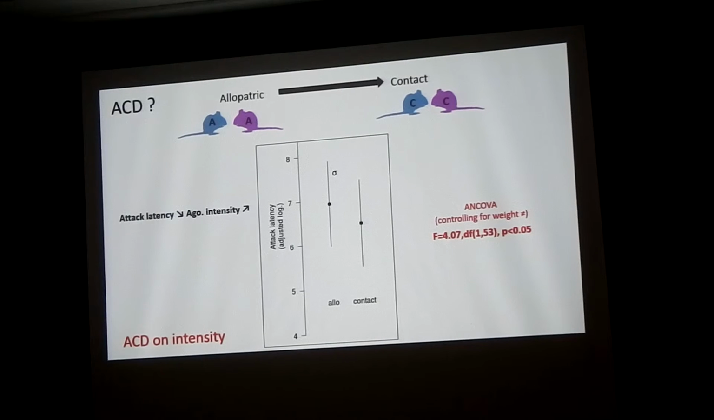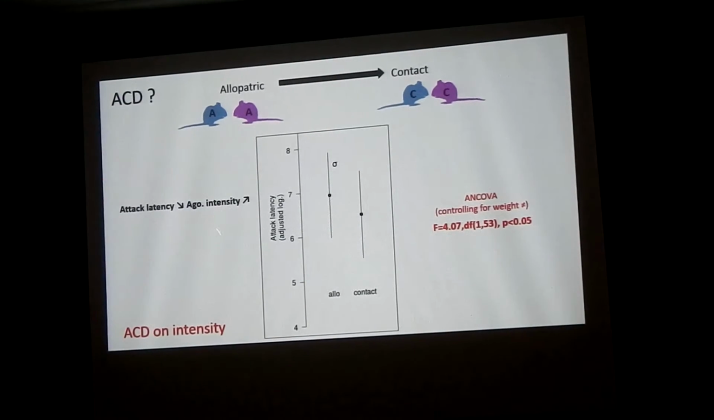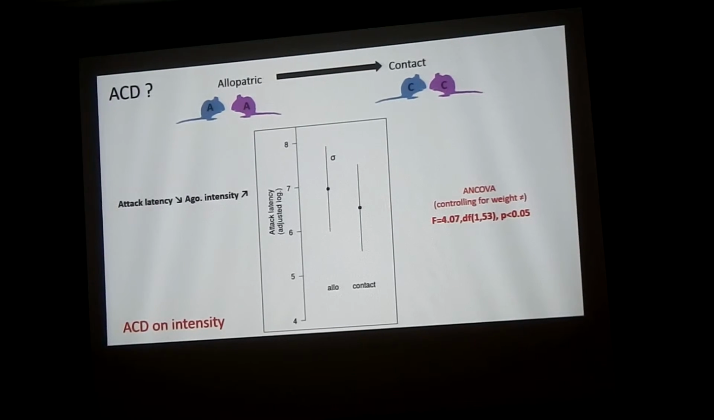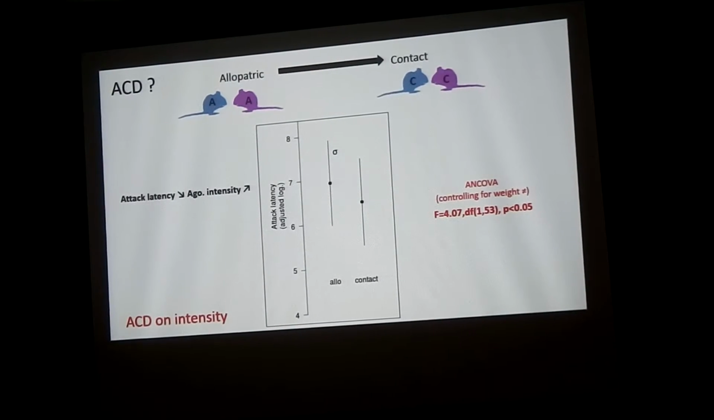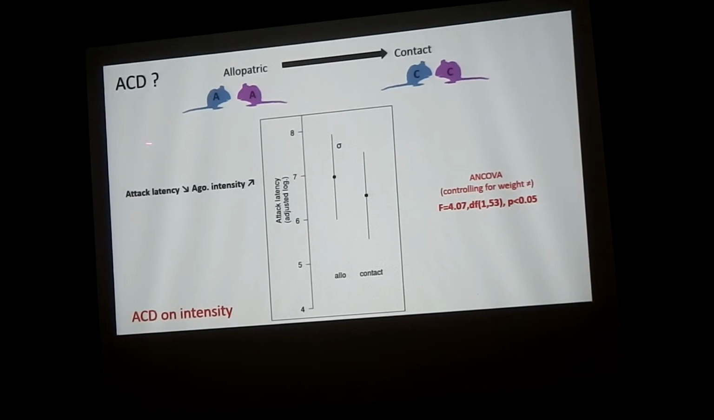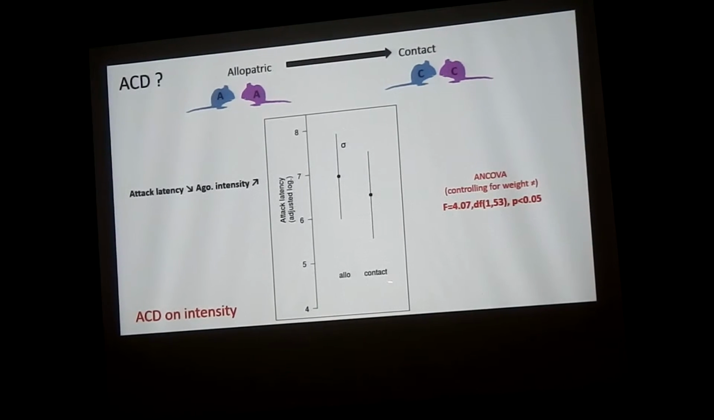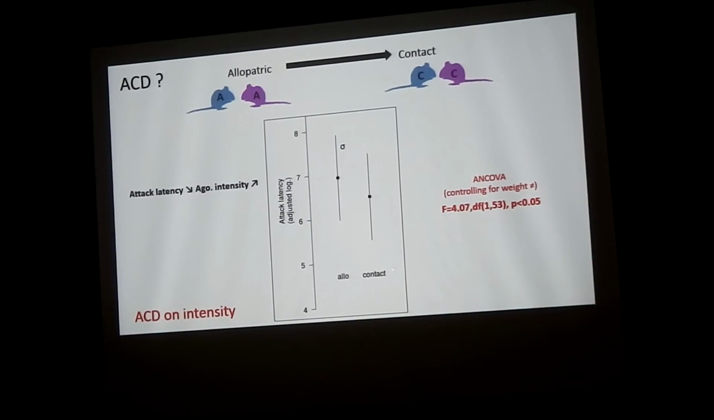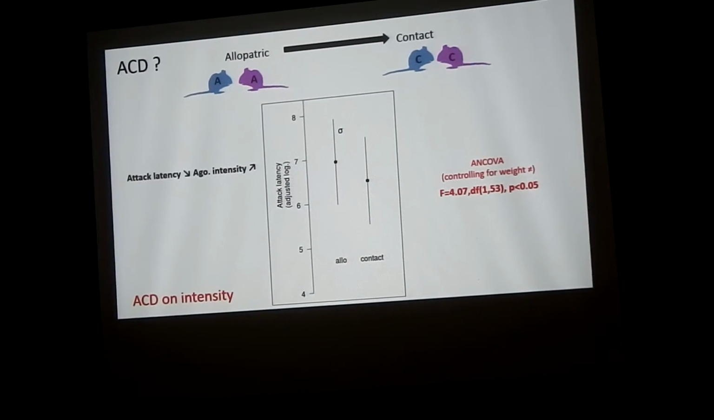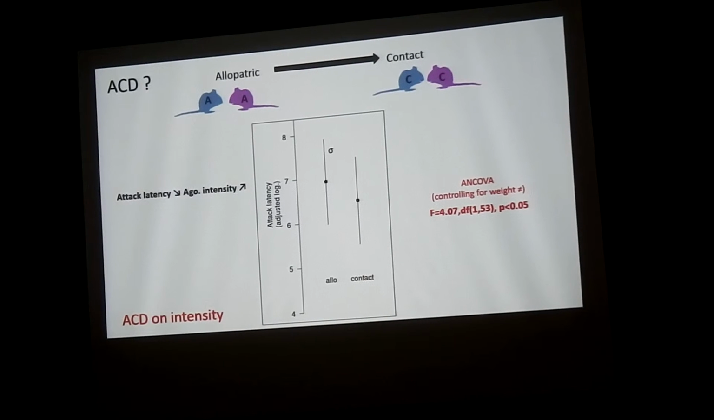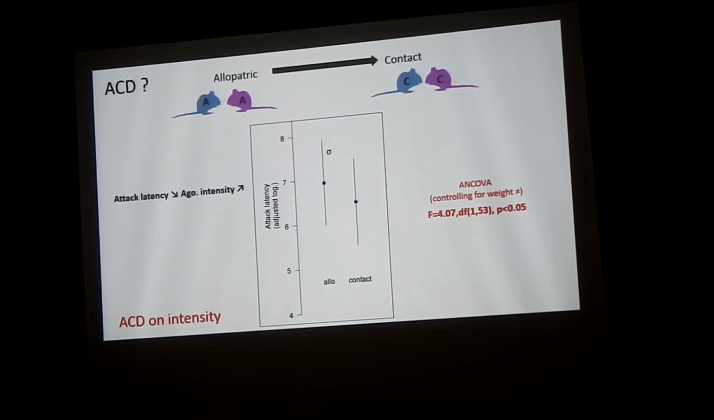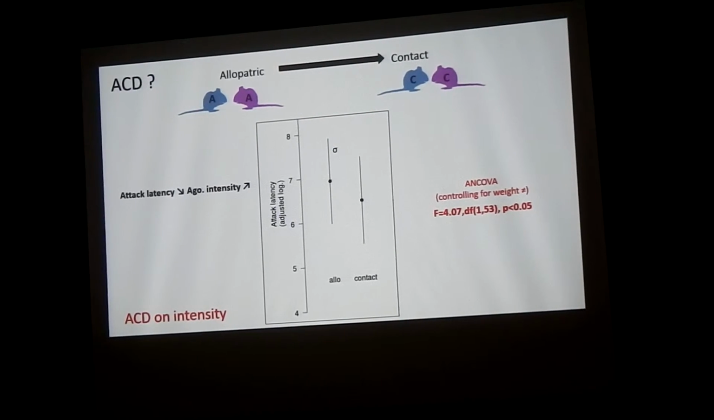And we compared the intensity of the encounters, and an index of this intensity is the attack latency, which is negatively correlated with the intensity of aggressive behavior. And so what you find here is that the latency to attack during contact trials is much lower than during allopatric trials, significantly lower. So we could say that there is probably some character displacement, at least on intensity.